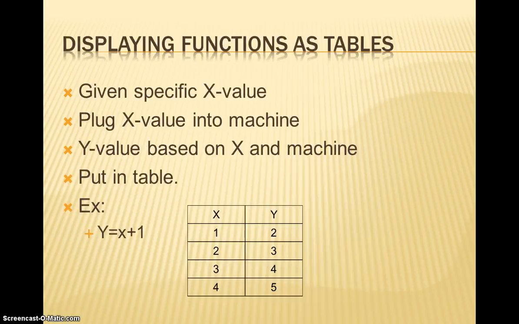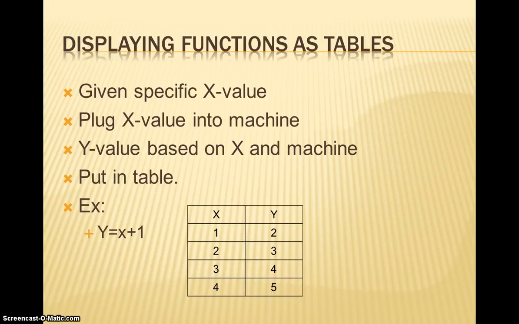After we have put certain values into the machine, we will want to pull all the results together. There are multiple ways to do this, but the first way we're going to look at is tables. The table is split into x and y columns. For example, our rule is x plus 1. We plug in any value for x and get out x plus 1 for our y. Then we put these values in the table.